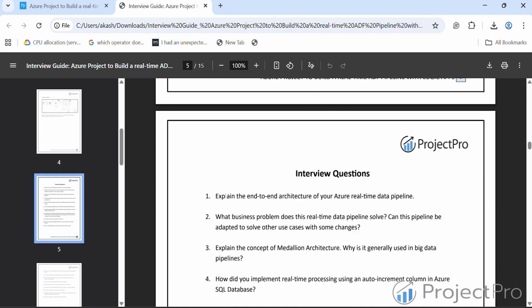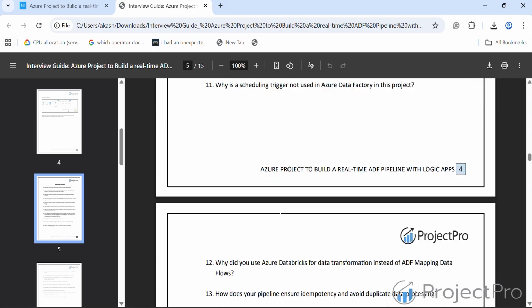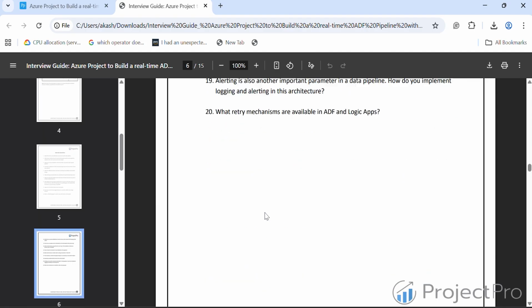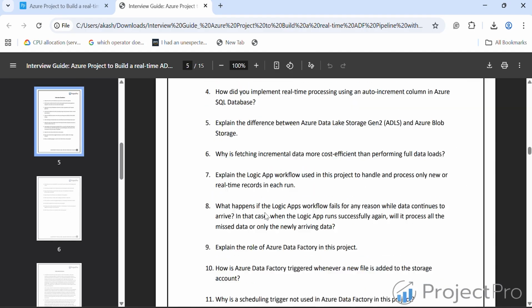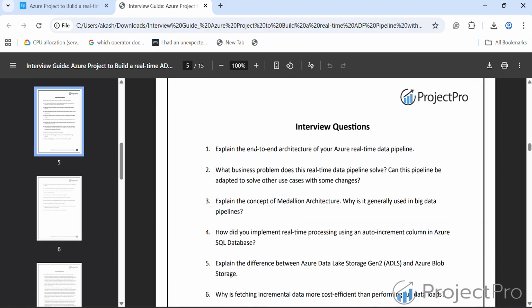I highly recommend you first solve these questions on your own. Then if you get stuck at some point, you can scroll down a bit where you can find the answers to these questions. But first focus on the question. We'll discuss each and every interview question in detail, which you can expect in your next interview.